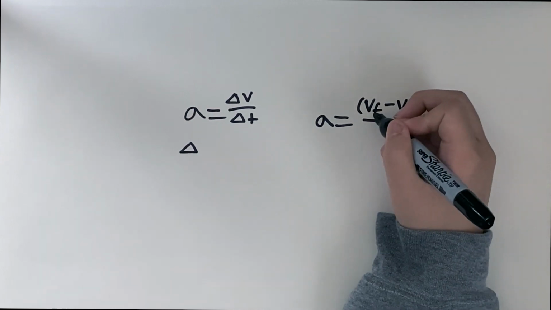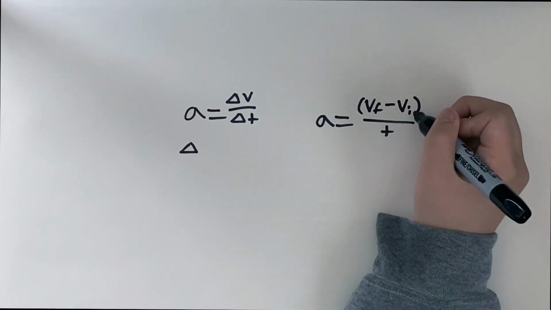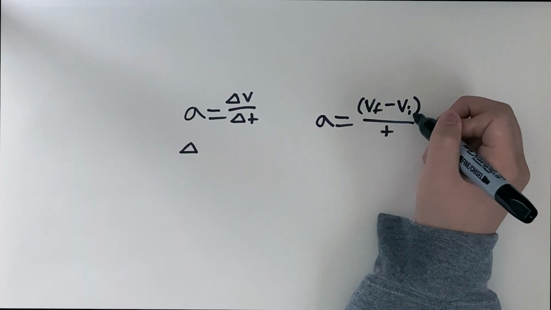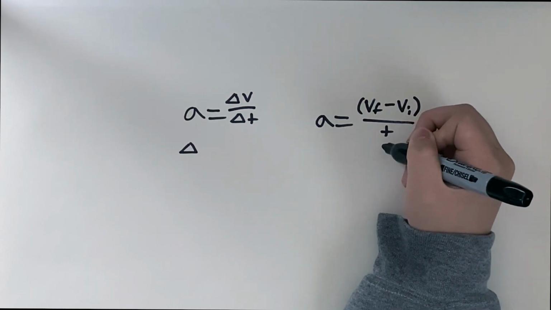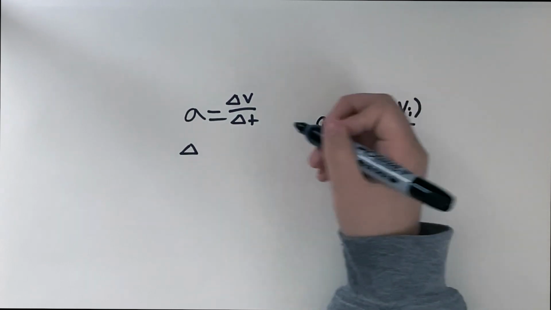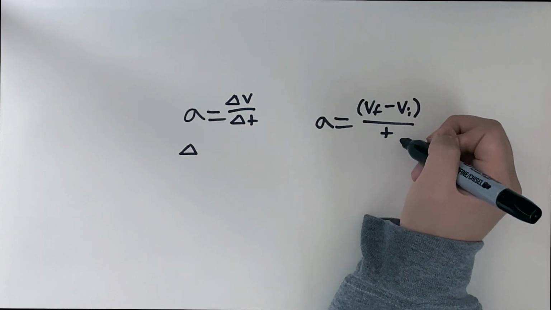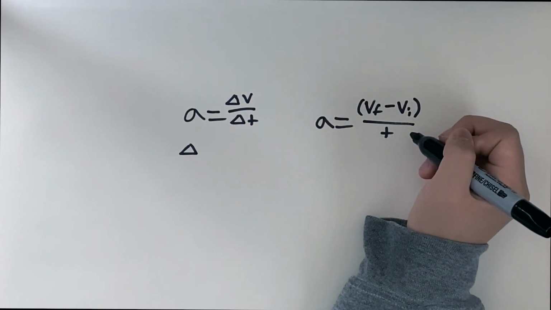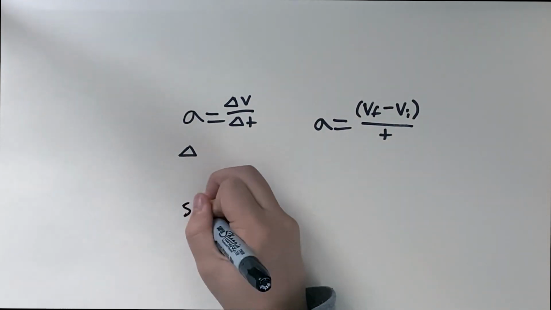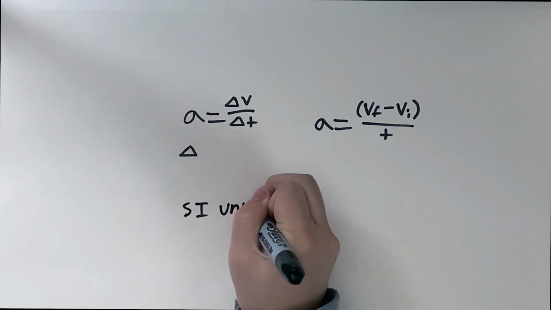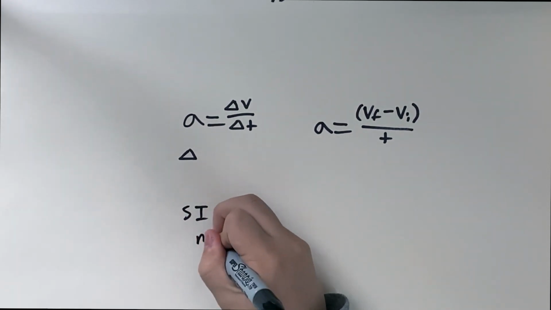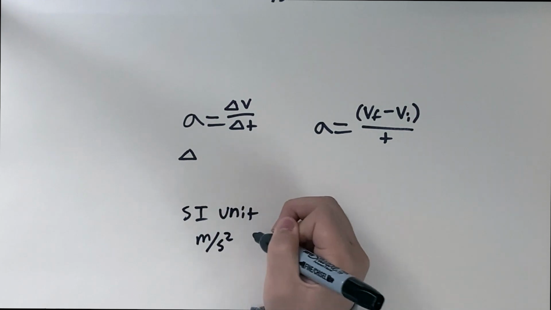The vf represents the final velocity and the vi represents the initial velocity. The t here still represents time. You can write it as delta t or just t. It doesn't matter since they represent the same value. The SI unit for acceleration is meters per second squared.